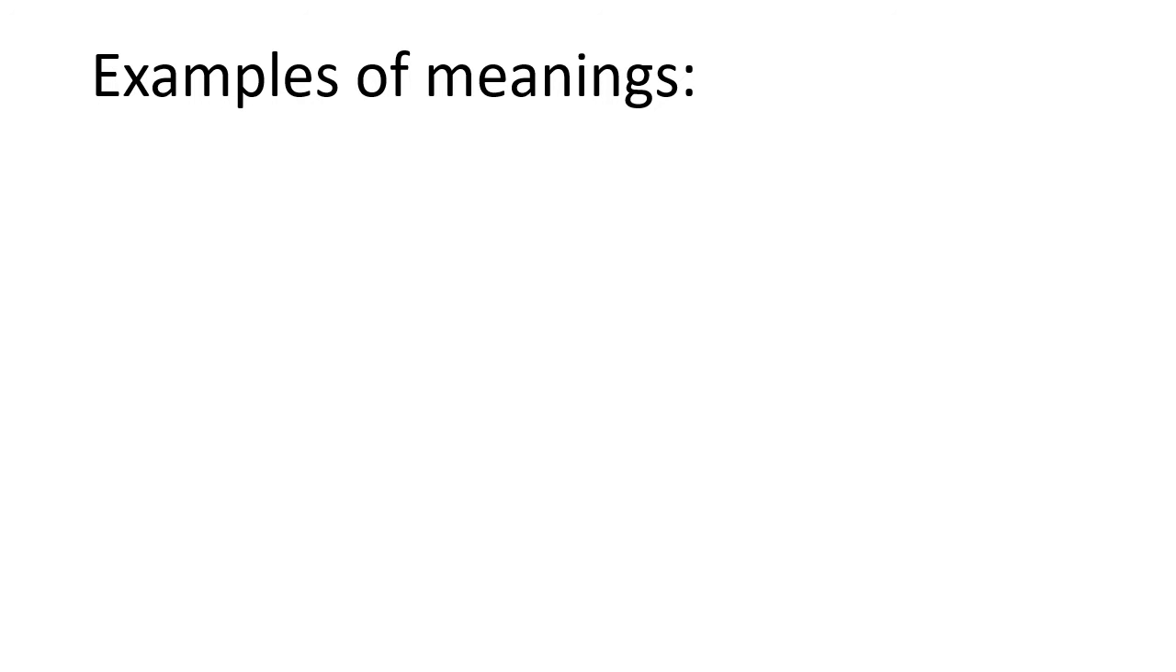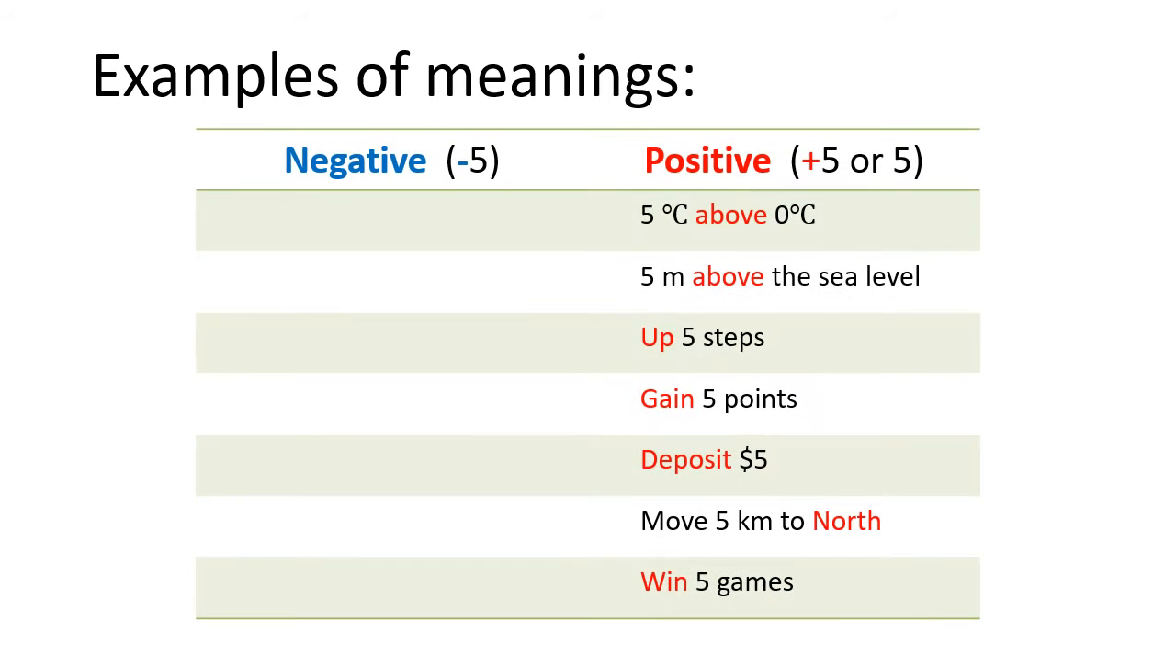The meaning of positive depends on the definition. Once positive is defined, the meaning of negative is just the opposite of the meaning for positive. For example, if positive is defined like this, we can find the meaning of negative. First of all, if positive 5, or simply just 5, means 5 degrees Celsius above 0 degrees Celsius, then negative 5 means 5 degrees Celsius below 0 degrees Celsius.